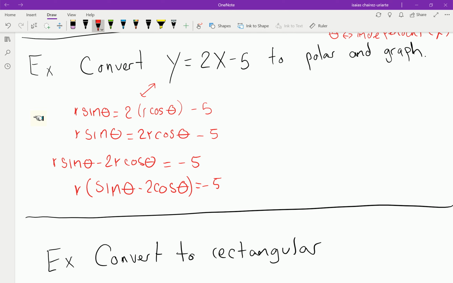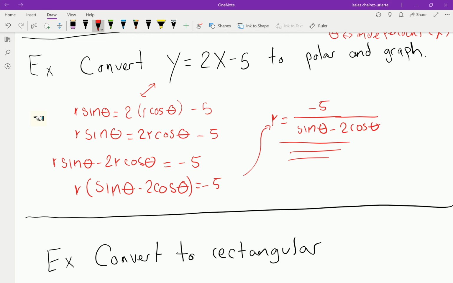Okay, and now in order to solve for r, all I have to do is divide. So I'm going to say that r is equal to -5 divided by sine theta minus 2 cosine theta. And that's it. That is the polar equation that corresponds to this rectangular equation.